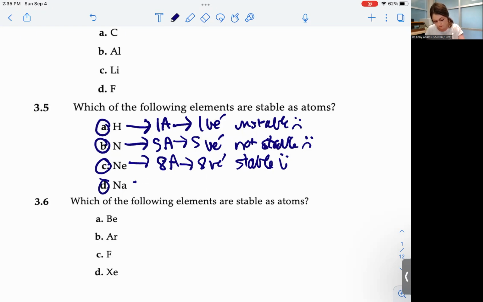Sodium, Na. All right. So that is 1A. That's going to be very reactive, right? It's going to want to react with certain other elements, right? One valence electron, and that is unstable. So our only stable one was neon.